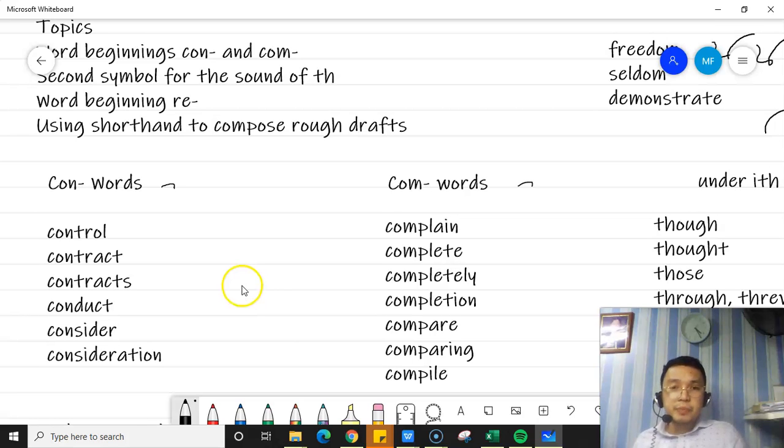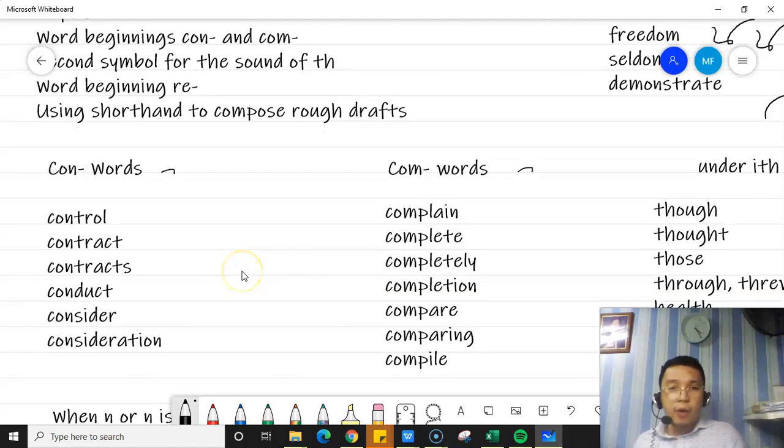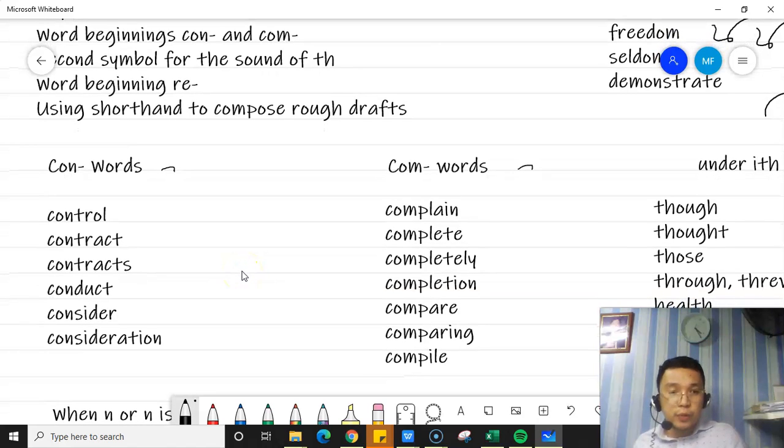Okay. So class, how are you going to differentiate it? Of course, with the sound. Okay, so let's have the word control. So we have the word beginning con, T, R, O, L, for control. So con, T, R, O, L, for control.